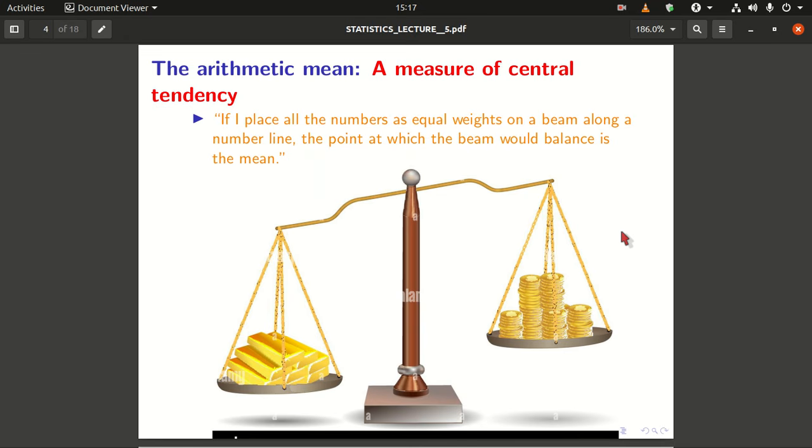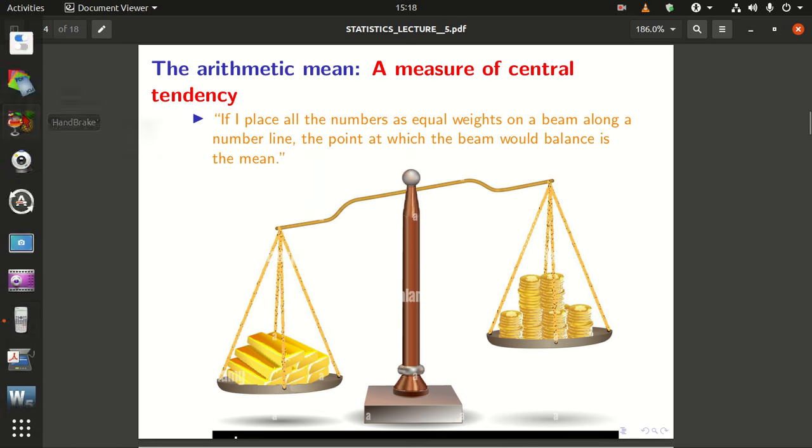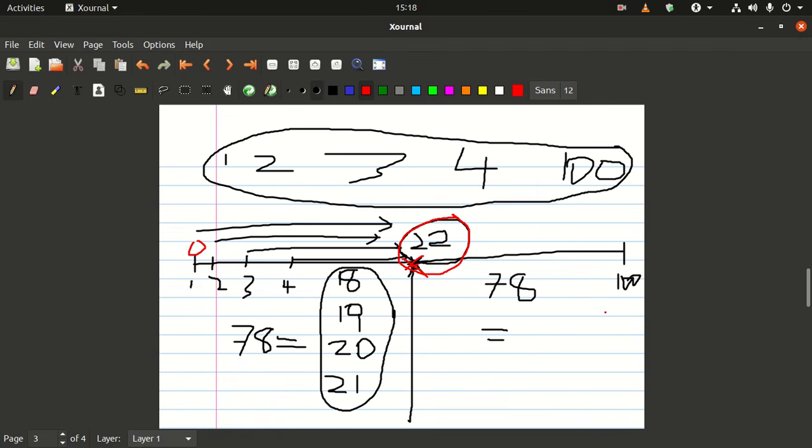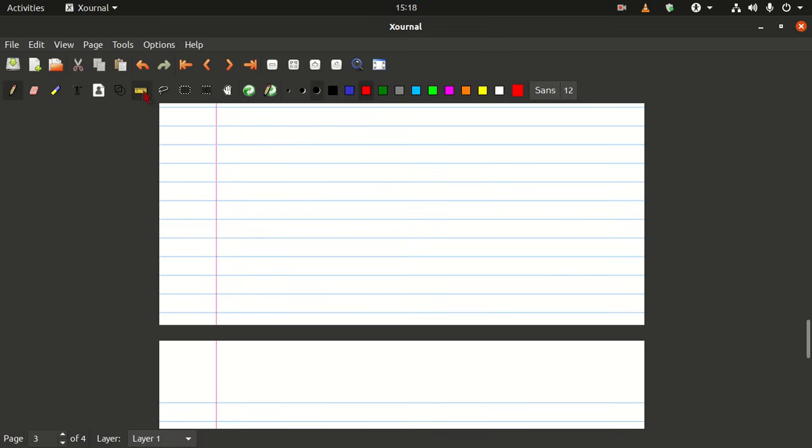If I were to put all these as equal weights, would my beam actually balance? I have a number line, and I place a weight on number one. For example, in this example here, this is number 1, 2 up to 100. I place here a weight, maybe 10. I place another one here, another one here, another one there, and then I place another weight here at 100. Now I place equal weights. This is the second example. I'm hoping it's going to make perfect sense.